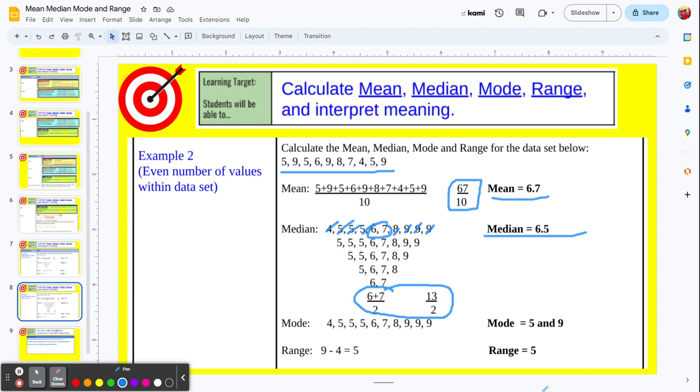All right, our mode in this example has 2, right? You see how there are 3 values that are 5, and there are 3 values that are 9 within this data set. So we have 2 modes, 5 and 9. And then our range for this data set is small. Again, the largest number is 9, the smallest is 4, so we go 9 minus 4, which is 5.